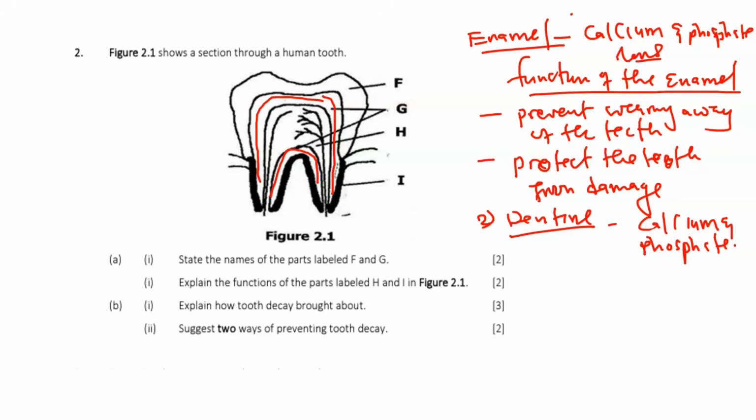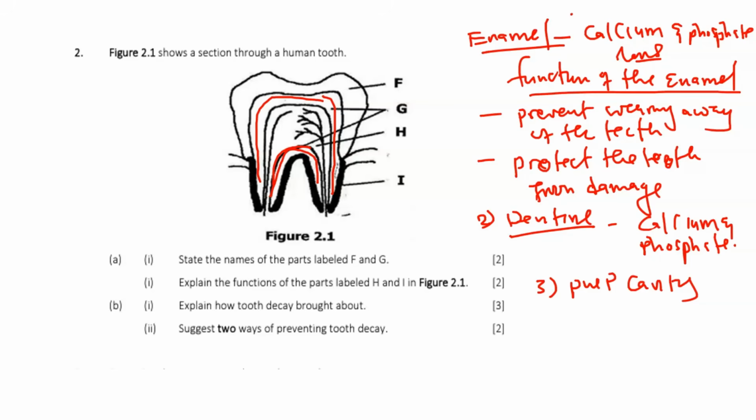Then of course the other part that we can look at is the pulp cavity. Now what is the pulp cavity? The pulp cavity is this space here. We have the enamel here, but we have this space inside here. This space is what we call the pulp cavity. And in the pulp cavity of the teeth, you find the blood vessels, the nerve cells.